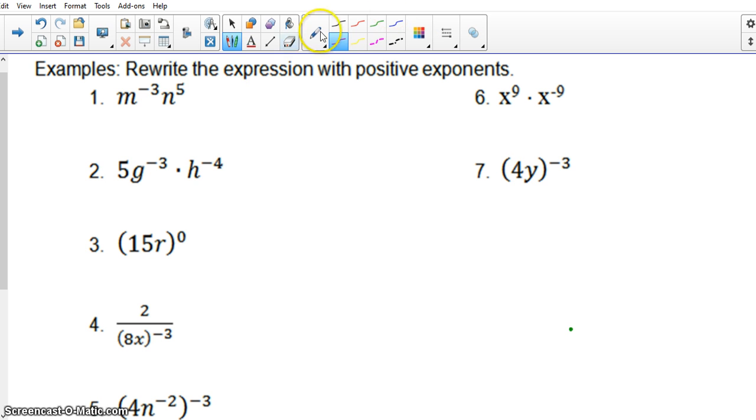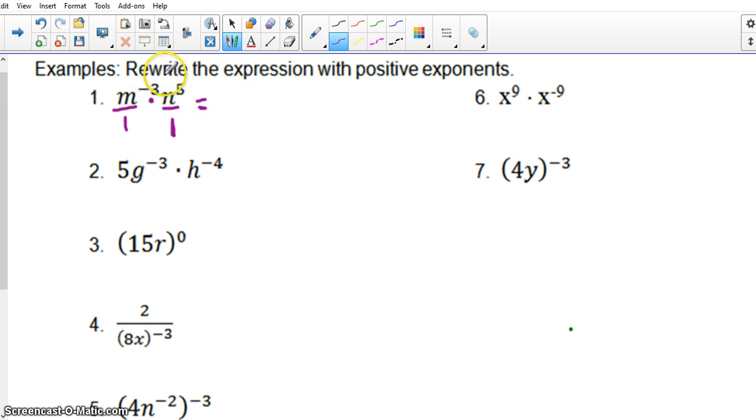So if we take a look at question number 1, it says we have m to the negative 3 and n to the 5th. First thing I want you to do, separate with a multiplication dot. Next thing, as we learned before, you're going to make everything into a fraction first. Remember, when you had negative exponents, you only moved the terms that had negative exponents. If something had a positive exponent, like this n to the 5th, we didn't move anything.